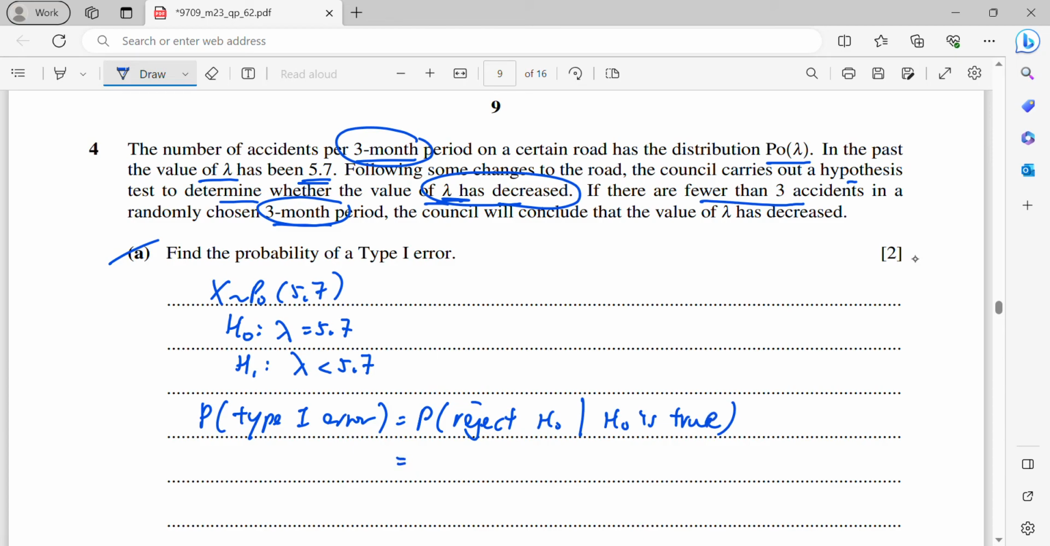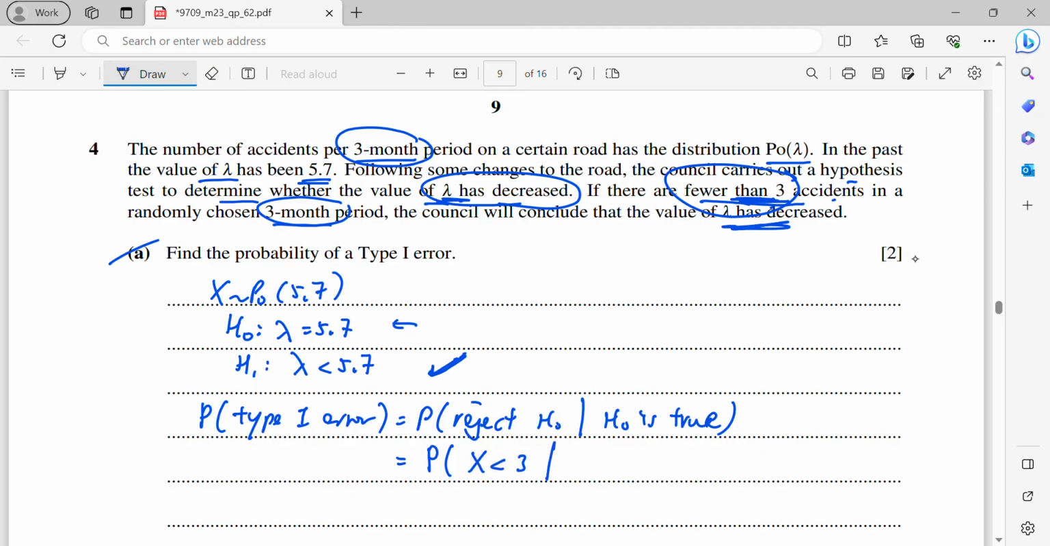Alright, so from here it's mentioned that if, let's say, less than 3 accidents, then we will conclude that the lambda has decreased. So when we reject H0, it means that we conclude that lambda is less than 5.7, that it has decreased. In other words, the number of accidents is less than 3, because it's already mentioned here. So every time it is reject H0, you have to check here. In this question, we reject H0 when x is less than 3.